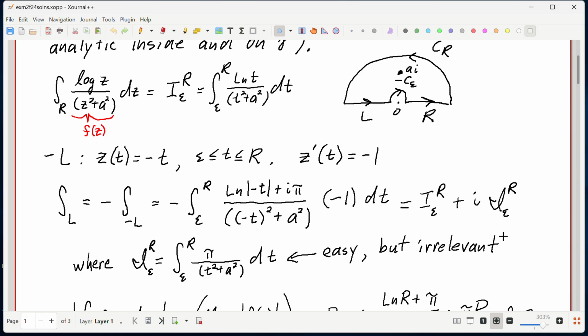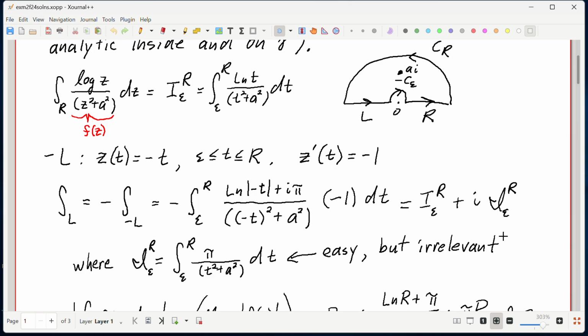So that's nice. And then along that negative real axis, the argument is pi. So it has a plus i pi. So it's not going to cancel. It wouldn't cancel my integral anyway. The minuses are going to make it a plus. So the real part is the integral I want.